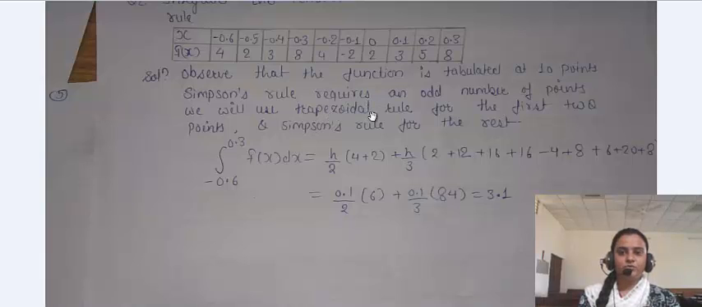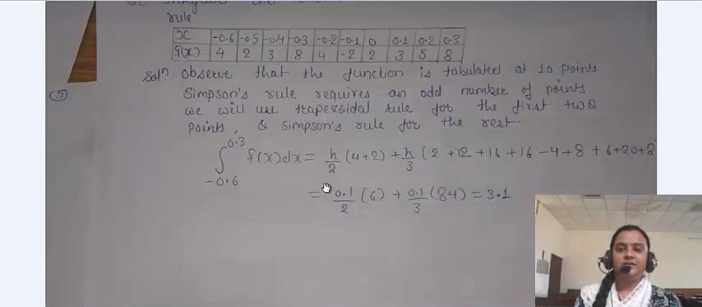So, we will use trapezoidal rule for the first 2 points and Simpson's rule for the rest. So, integrating the function f of x dx within the range minus 0.6 to 0.2 is equal to h by 2, 4 plus 2, that is the 2 points for the trapezoidal rule, and plus h by 3 and the rest of the points. These are using Simpson's rule.